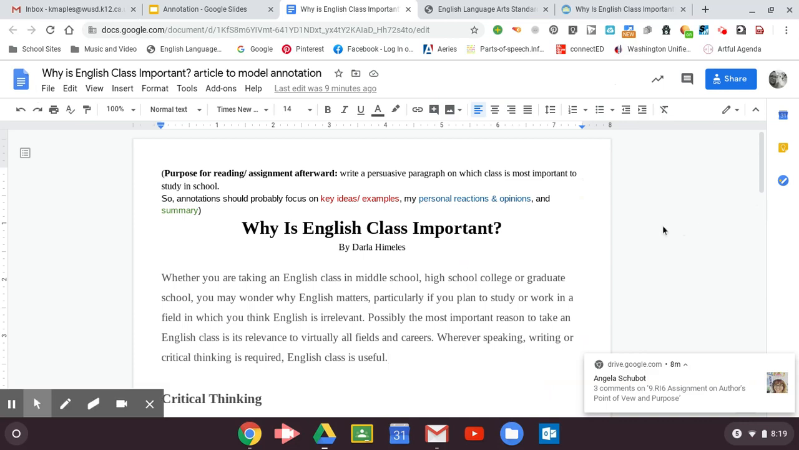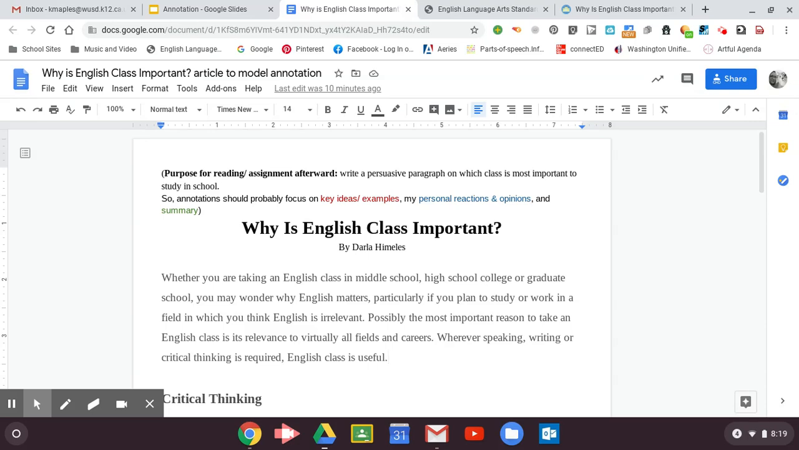We're going to pretend that the purpose for reading this article is that afterwards you would have to write a persuasive paragraph on which class is most important to study in school. So if you're going to be writing an argumentative paragraph about which subject is more important in school based on this article, you probably want to annotate key ideas and examples that show why English class is important. Also your personal reactions and opinions, because maybe you don't think English class is most important. So you could write counter arguments to what the author's saying. And also summaries could be helpful.